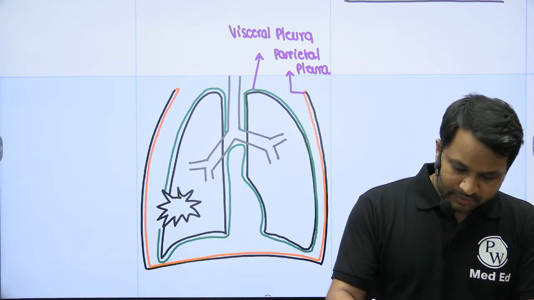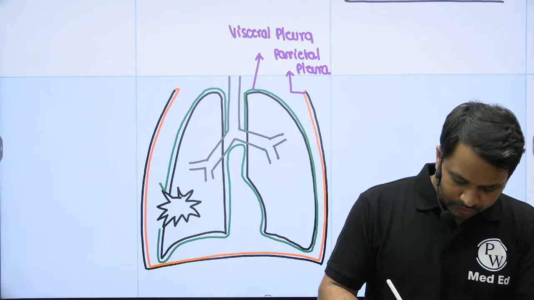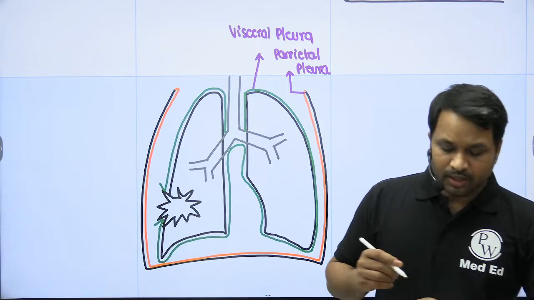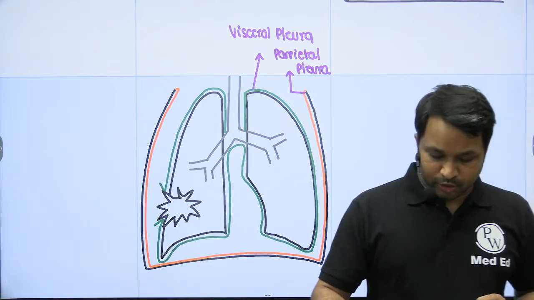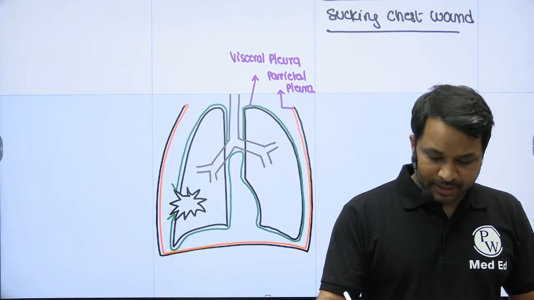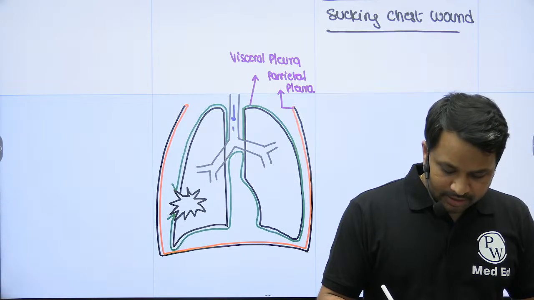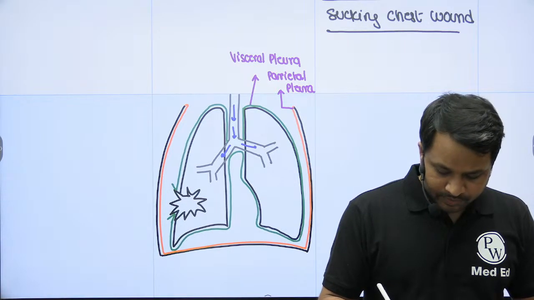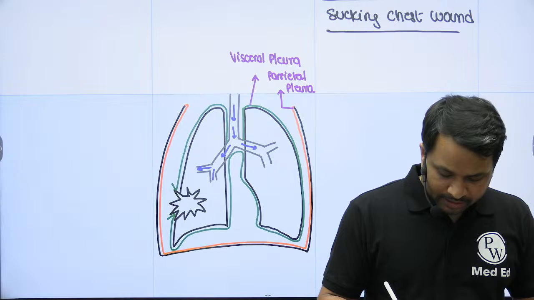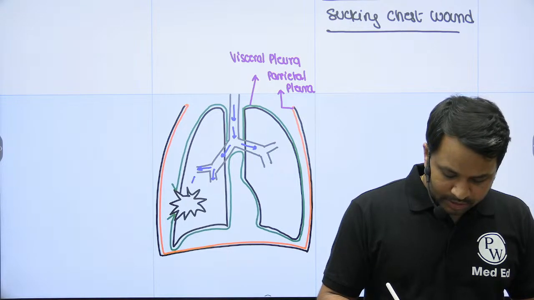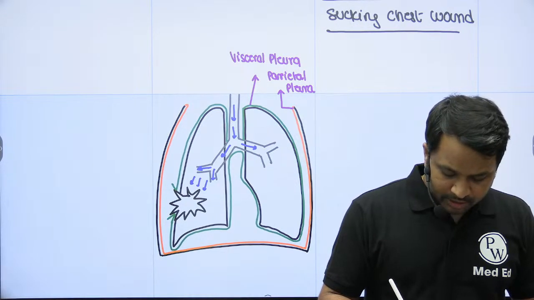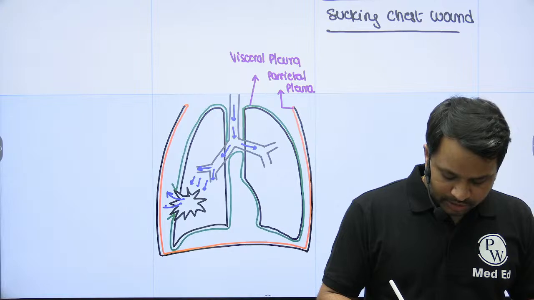Problem is, even the visceral pleura will also give way, right? So every time the patient is going to breathe, during every inspiration, as the air enters into the thoracic space, it will go into the lung parenchyma, and from there you will notice the air that is going to be here will start leaking out from this space.